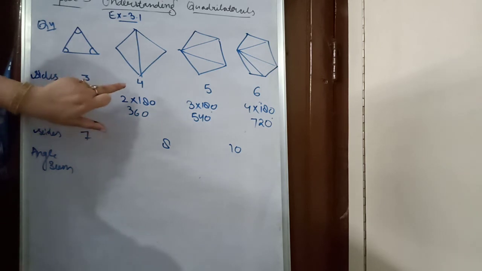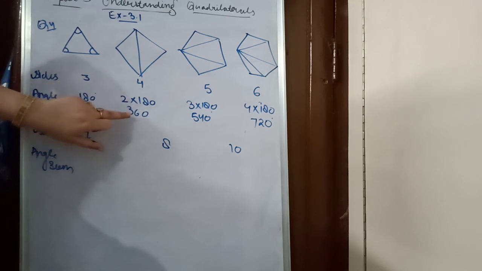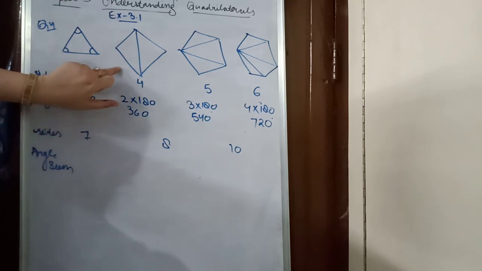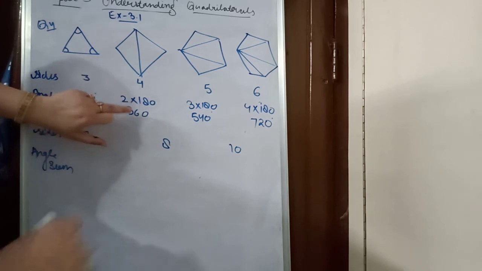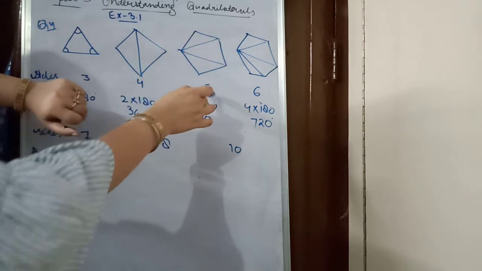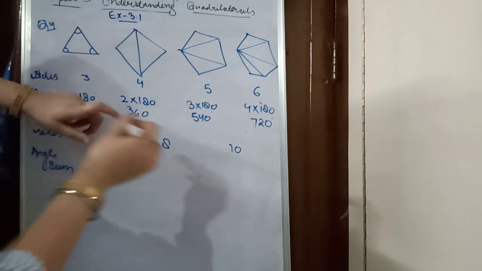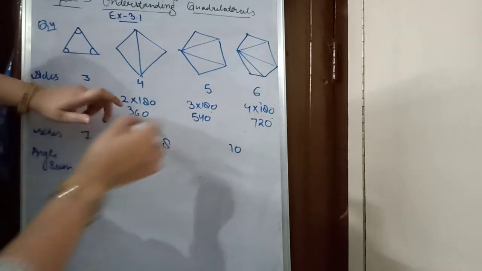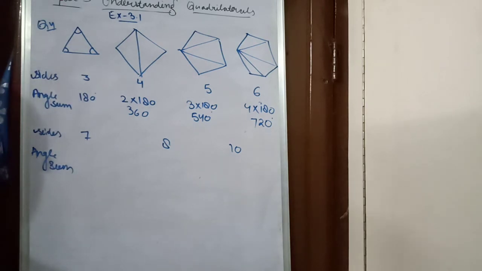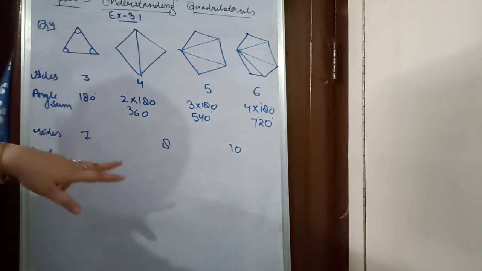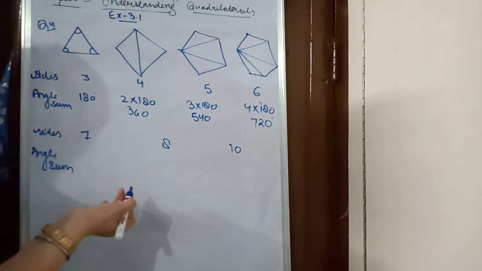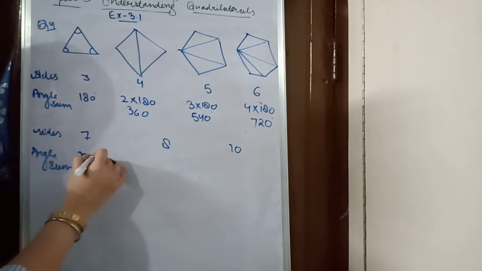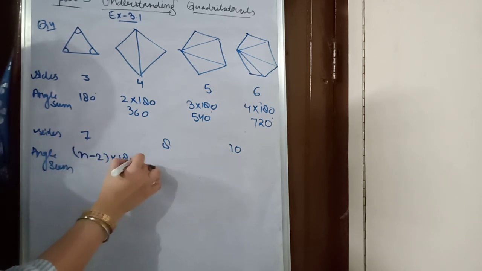Here there are 4 sides, and when you get the angle sum of this 4-sided quadrilateral, you have done 4 minus 2, that is 2 into 180. Here for the 5-sided figure, you have done 5 minus 2, that is 3 into 180. Here how many sides? 6 sides, 6 minus 2. Again, what is common? You are subtracting 2 from the number of sides. So the general formula will be n minus 2 into 180. Okay, this is the general formula.